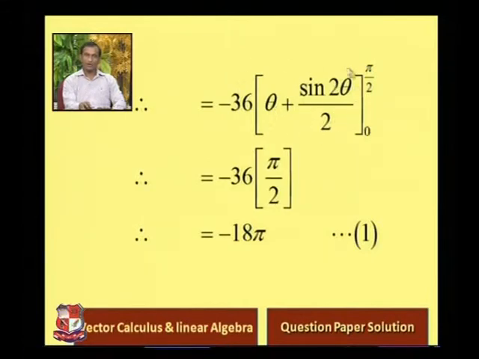Now at 0, sin 0 is 0. So finally from this, the answer is pi by 2. Now multiply with minus 36. So the last answer is minus 18 pi. This is the first equation, give it number 1.